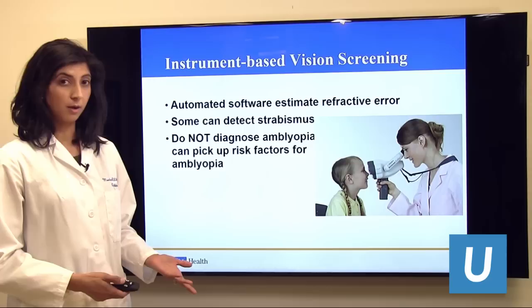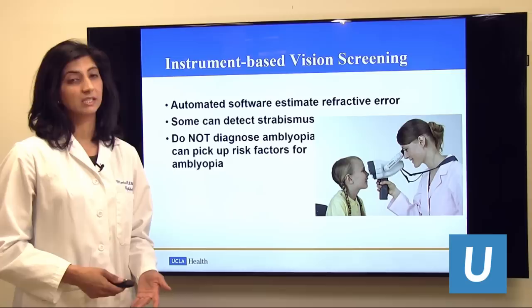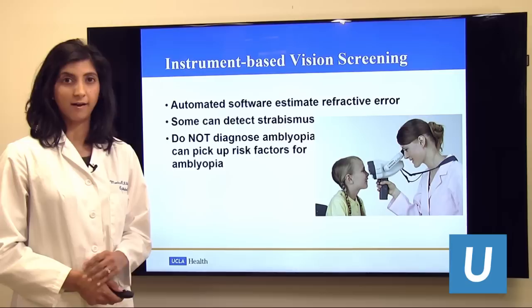Depending on the machine that's used, some can also detect strabismus or other ocular anomalies within the eye. Now, the important thing to recognize is that these instrument-based vision screening devices do not diagnose amblyopia, but they can pick up risk factors for amblyopia. So if there's any concern in the exam or from the readout from the machine, that's the point where the patient should be sent for a more formal ophthalmology assessment.